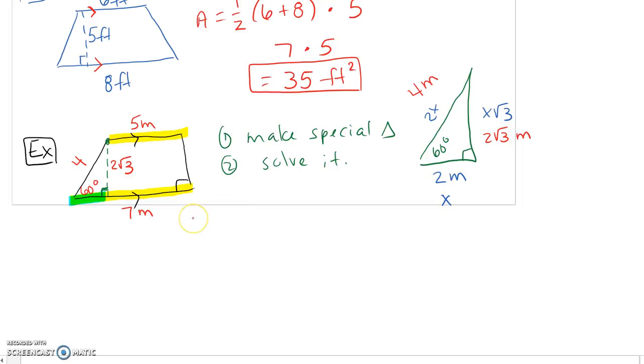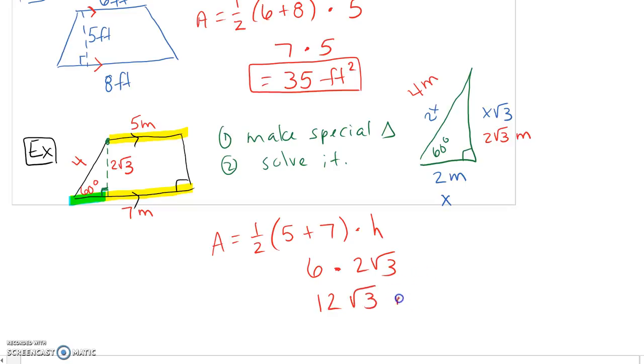So, by the way, the 4 is extra information. I don't need it because the area of the trapezoid is 1/2 the bases times the height. The average of 5 and 7 is 6. The height was 2 root 3. So I get 12 root 3 square meters for the total area.